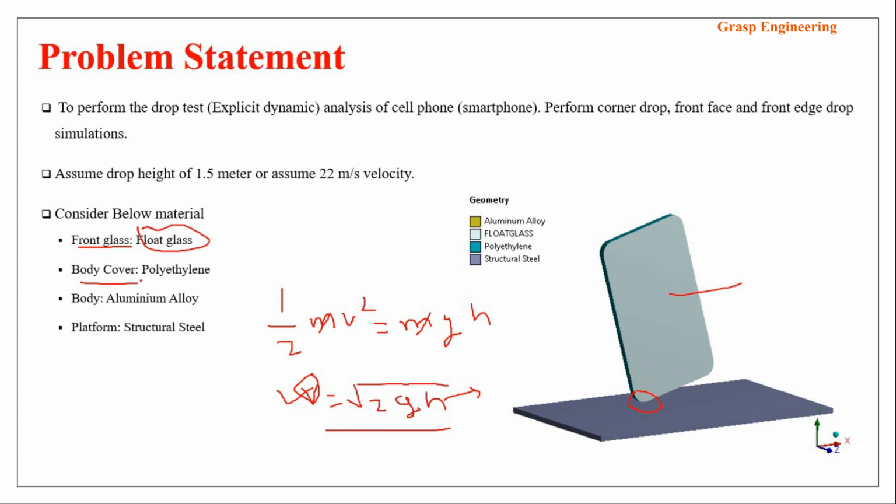Then your body cover is polyethylene, that is a plastic. Then the inside body is nothing but an aluminum alloy, and this bottom platform, which is nothing but your rigid platform, let's assume as structural steel. So what we will do now, we will go to our ANSYS, and there I will discuss how to set up this respective problem definition, how to apply boundary condition and loading, as well as how to perform the meshing.